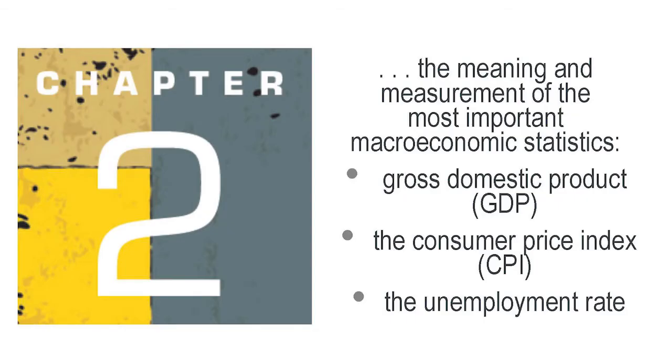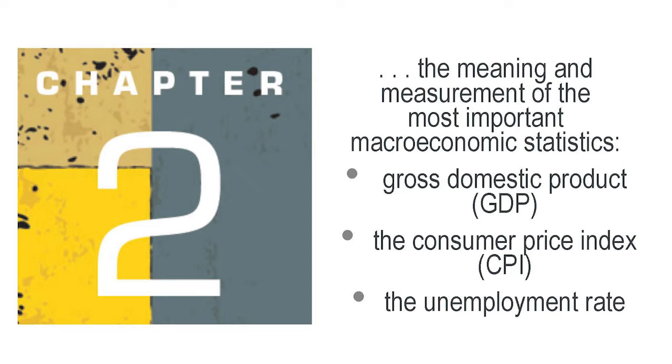This chapter is about the meaning and measurement of macroeconomic statistics. The most important ones are GDP, the gross domestic product, the consumer price index, the CPI, and the unemployment rate.